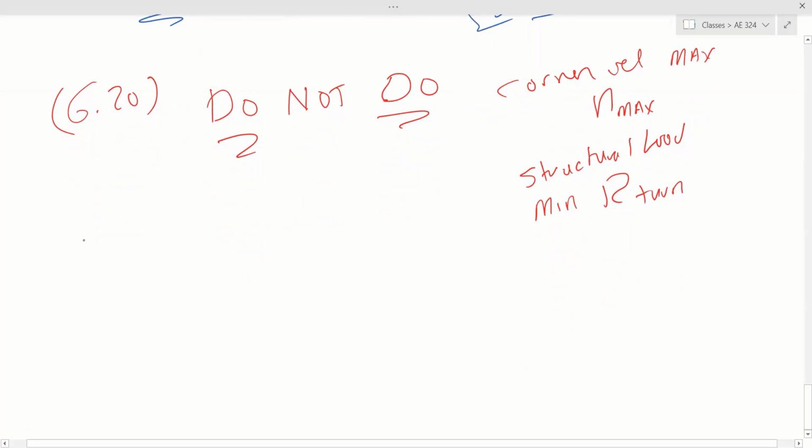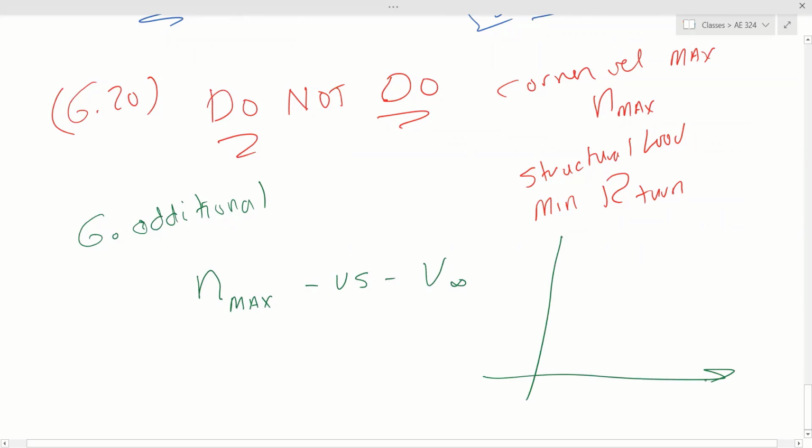And then the 6 point, I call it extra additional. So this is not extra credit. You need to do this for credit. Is to just follow through exactly what I'm asking you to do. You're supposed to plot load factor versus velocity. So you're doing this plot like I showed you in the lecture, where you get a plot of Nmax versus velocity. And you're getting that from the formula.